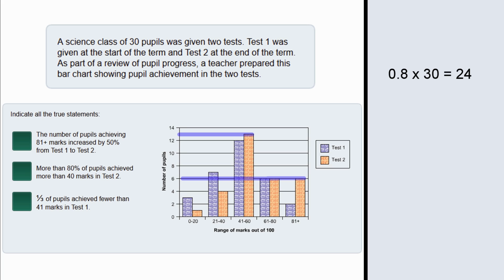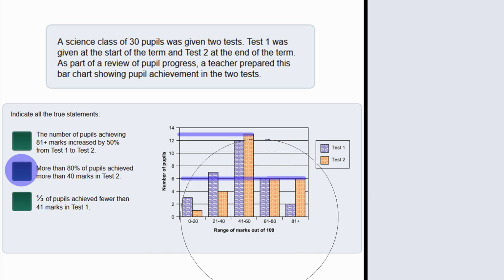So if more than 80% of the pupils achieve more than 40 marks in Test 2, that means that more than 24 pupils achieve more than 40 marks in Test 2, and we now know that there were a total of 25 students, which is bigger than 24, so this statement therefore is true.